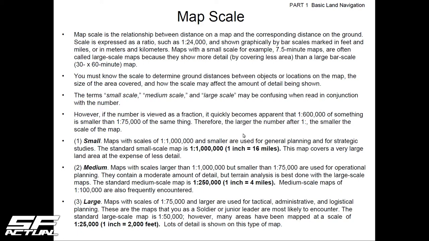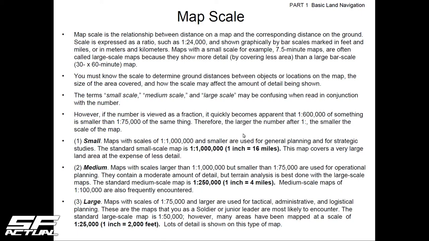The terms small scale, medium scale, and large scale may be confusing when read in conjunction with a number. However, if the number is viewed as a fraction, it quickly becomes apparent that 1 in 600 thousandths of something is smaller than 1 in 75 thousandths of something. Therefore, the larger the number after the one, the smaller the scale of the map.